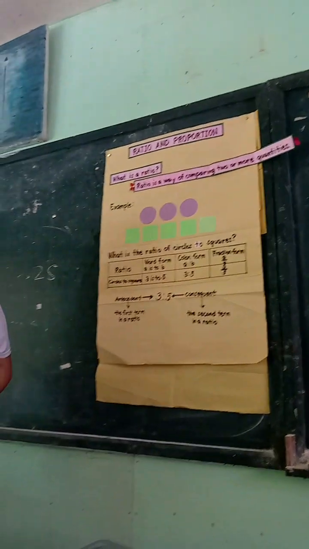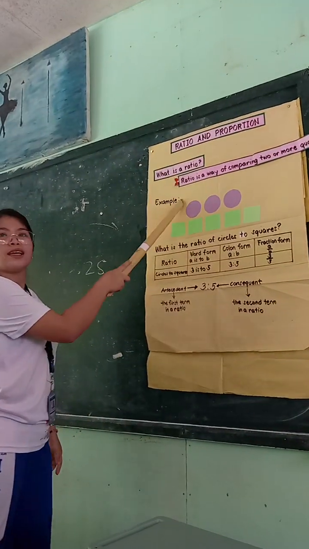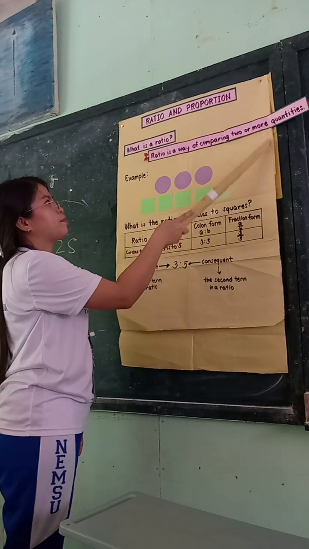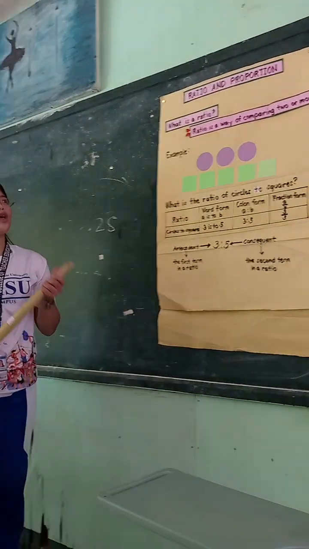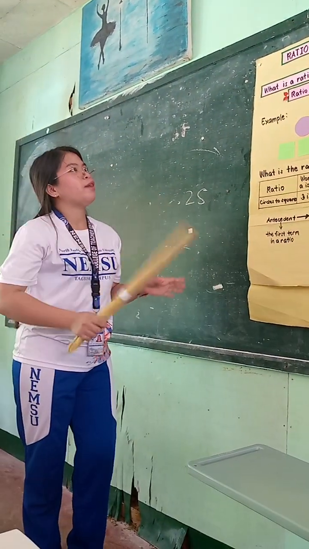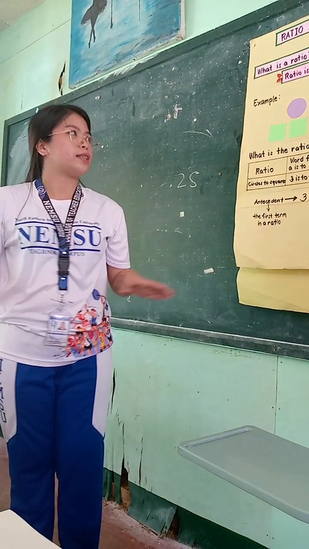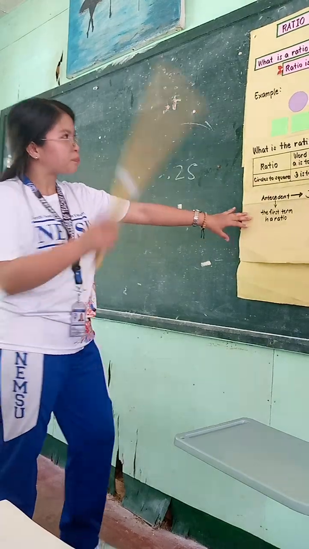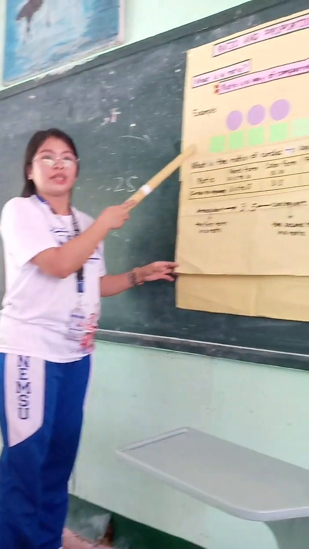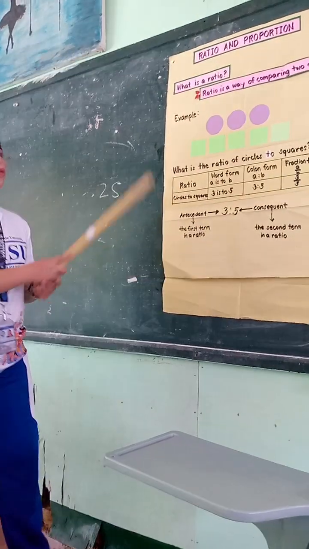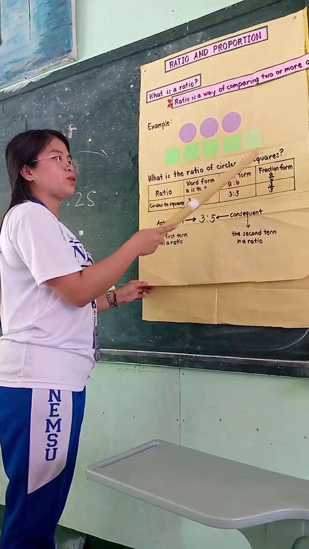Please read, everyone. Ratio is a way of comparing two or more quantities. So ratio is the comparison from one quantity to another quantity. For example, we have three circles and five squares. So what is the ratio of circles to squares?